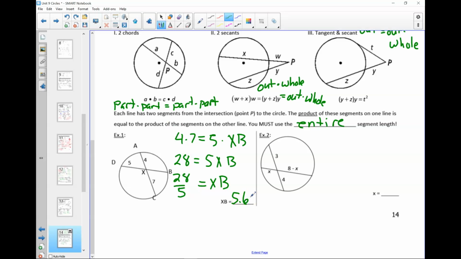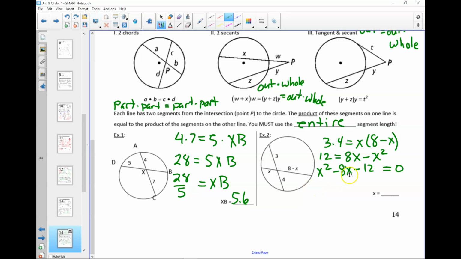Okay, example 2. 3 times 4 equals x times (8 minus x). Okay, distributing, you get 12 equals 8x minus x squared. We're going to set this equal to 0, so move everything over to the other side. x squared minus 8x plus 12 equals 0. We are going to factor this.